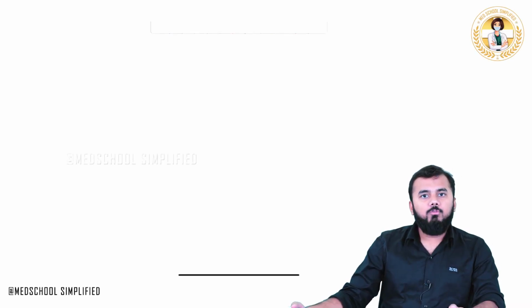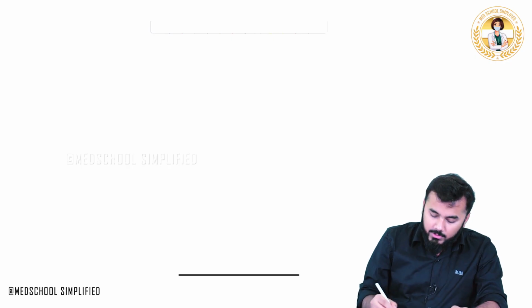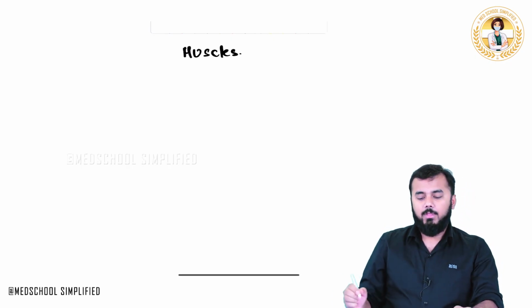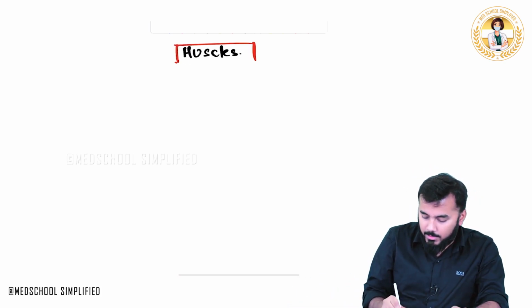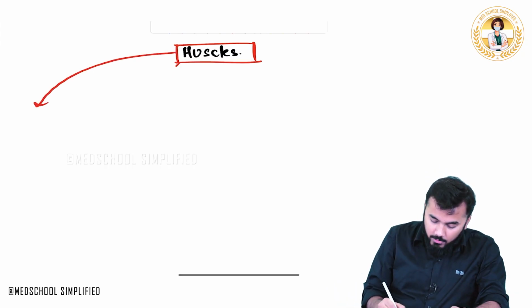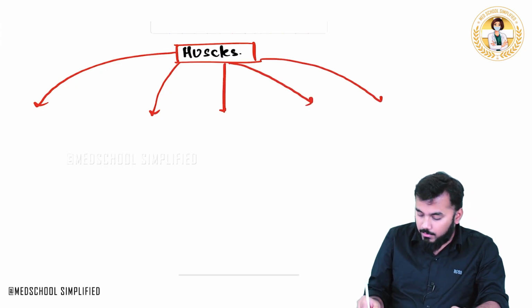Hello guys, so now we shall be discussing the muscles of the upper limb. First of all, we shall classify the muscles of the upper limb into 6 parts. So what are the different muscles of the upper limb? Let us say we have the first group, the second, the third group, the fourth group, the fifth as well as the sixth group of muscles.